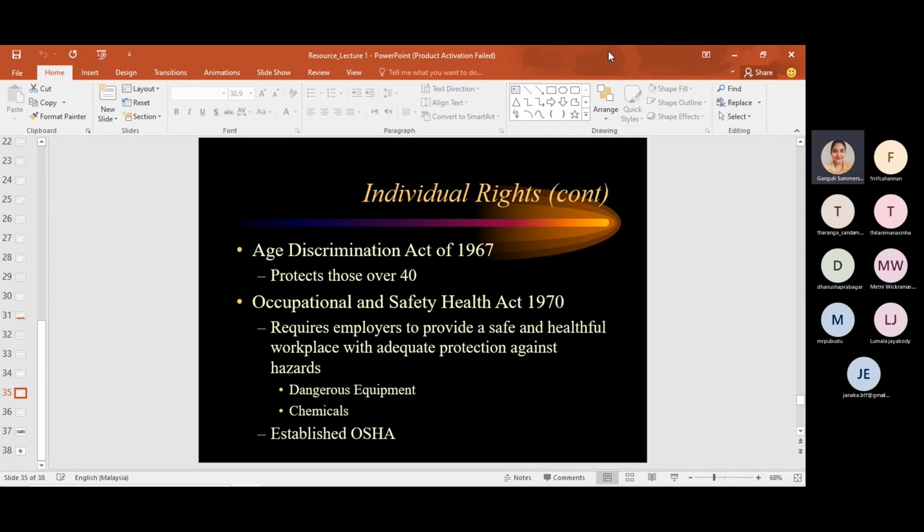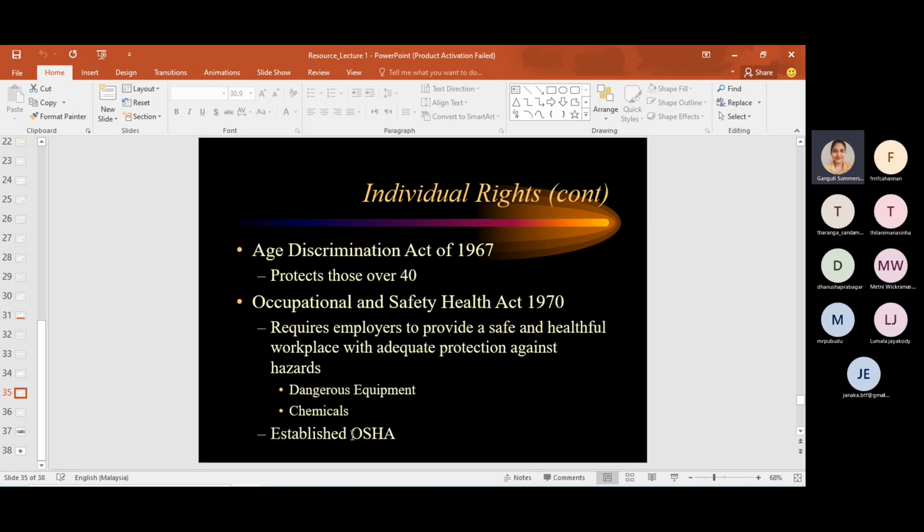you should know how to handle them, right? You should know how to handle dangerous equipment without getting injured. You should know how to handle harmful chemicals without falling sick, without getting injured by them. So the Occupational and Safety Health Act talks about how to provide a safe and healthy work environment for the workers, especially when they are dealing with dangerous equipment and harmful chemicals.